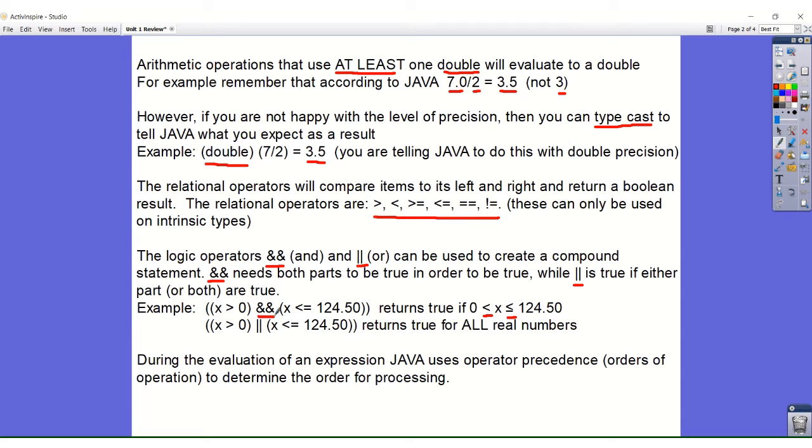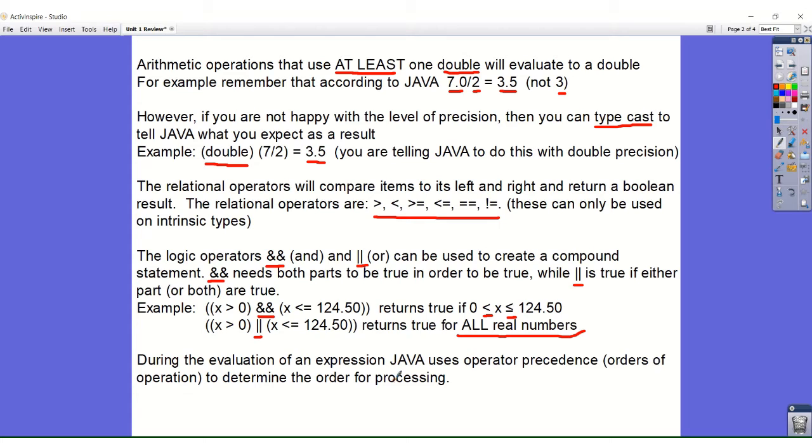If I had changed this from an and to an or, that gives a whole different meaning to this sentence. Either you're bigger than 0 or you're smaller than 124.50 actually encompasses all the numbers on your number line. So any negative number would be smaller than this, any positive number would be bigger than 0, and even 0 itself would be less than 124.50. So actually, this is going to return true for all real numbers. So be very careful when you're picking your logical operator, because that makes a big difference in terms of what kind of answers you're going to get.